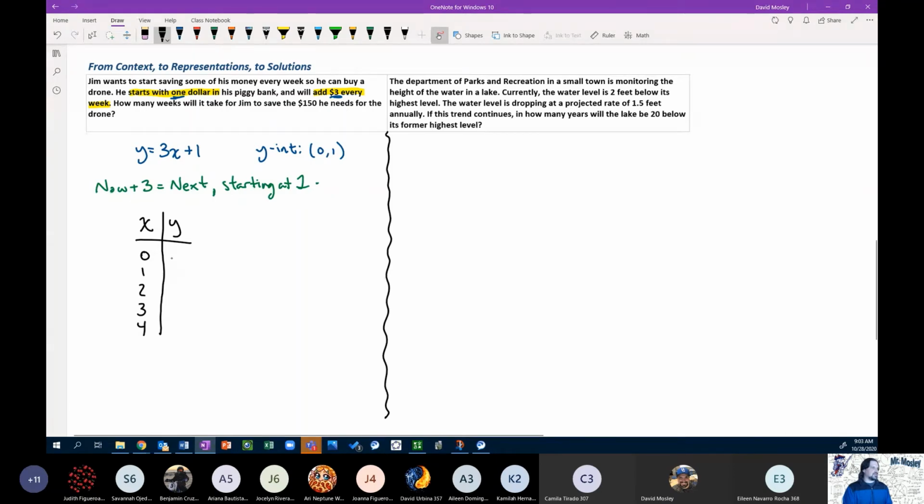We can do the first few numbers within our table here. We know we start at 1, we add 3: 4, 7, 10, 13, and so on. This would just continue. So now we have all these things we can do for this situation. We can also look at a graph.